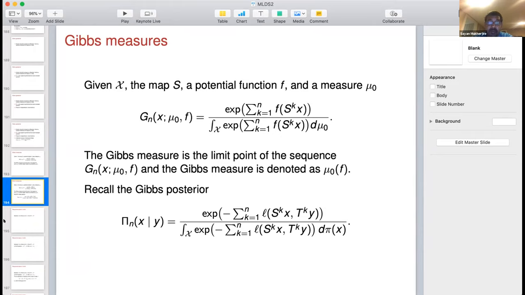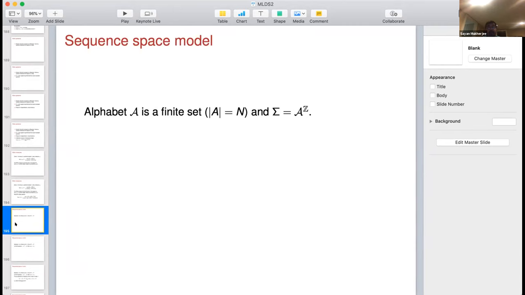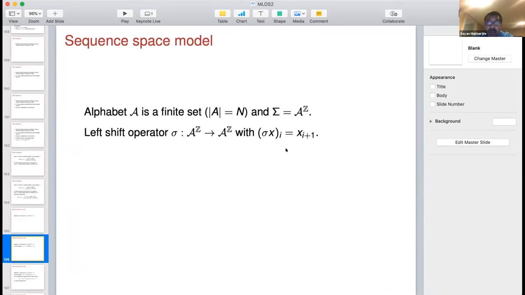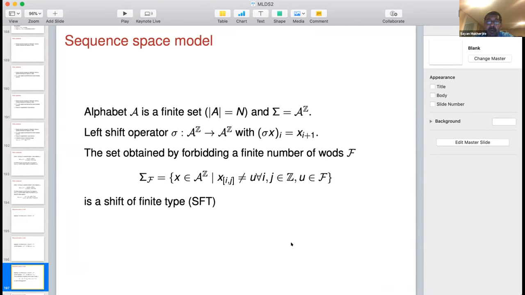Now I'm going to tell you about shifts of finite type, but I'm going to write it in a slightly different way. I have an alphabet A, and I look at the space Sigma, which is A to the Z on the lattice. I have a left shift operator, which I told you about before. I have a finite set of forbidden words. So this again is a shift of finite type.